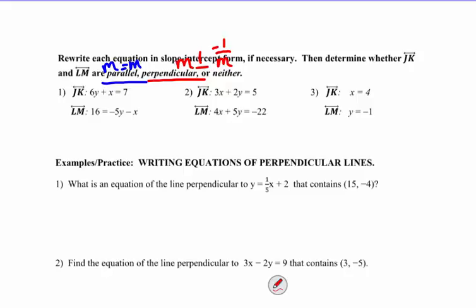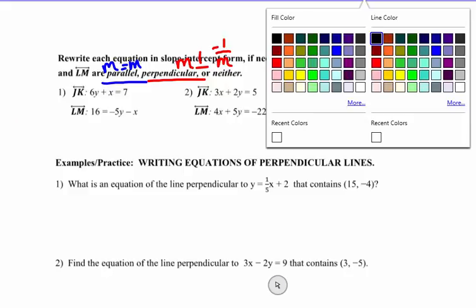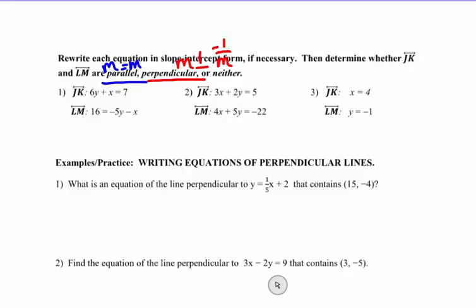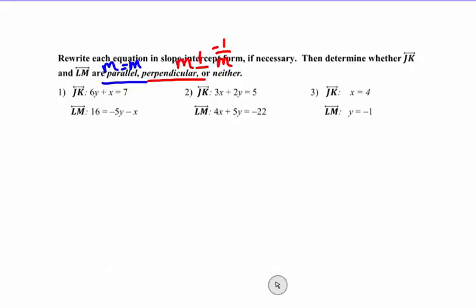In order to do this, I need to make sure that every equation is in the form y equals mx plus b. So I have to solve all of these equations for y, or put them all into slope-intercept form. So that's what I'm going to do here. I'm going to write all of these in slope-intercept form.